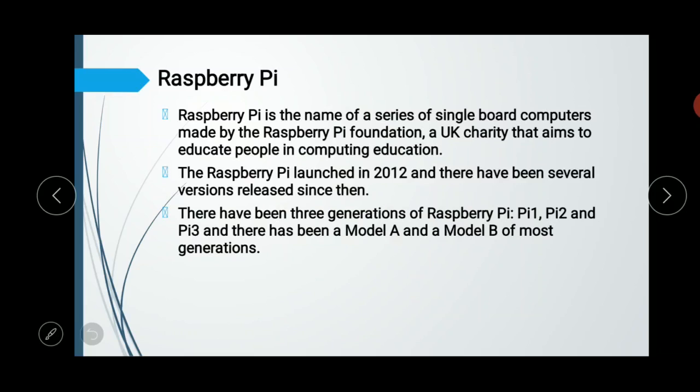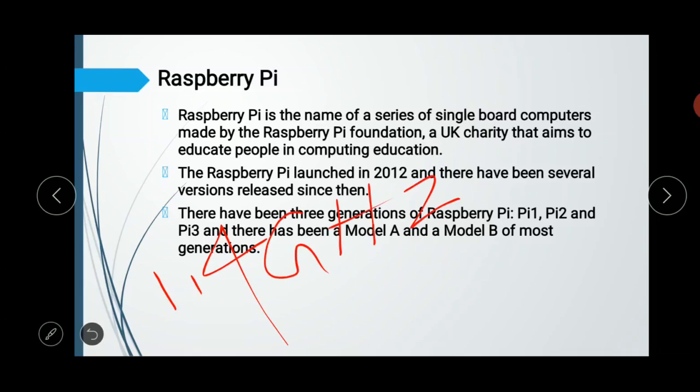The Raspberry Pi launched in 2012 and there have been several versions released since then. The original Pi had a single core 700 MHz CPU and just 256 MB RAM. And the latest model has a quad core 1.4 GHz CPU. This one is the latest with 1 GB RAM.